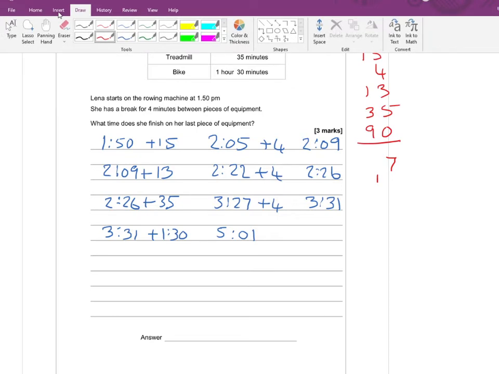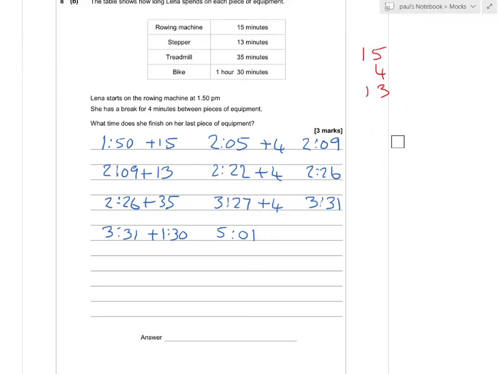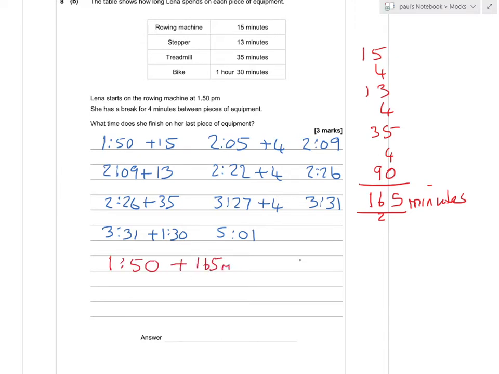Oh, hang on, wait a minute. Forgot my breaks. So I'll do it this way. And a 4-minute break and a 35 and a 4-minute break and a 90 minutes. So add all that up. So 5, 9, 12, 16, 21, 25. So 165 minutes. So we're going to start at 1:50 and add 165 minutes. 120 is 2 hours. So we're going to add 2 hours and 45 minutes. So 2 hours onto that will be 3:50 and 45 will be 4:35 p.m. I don't know where I went wrong on there.